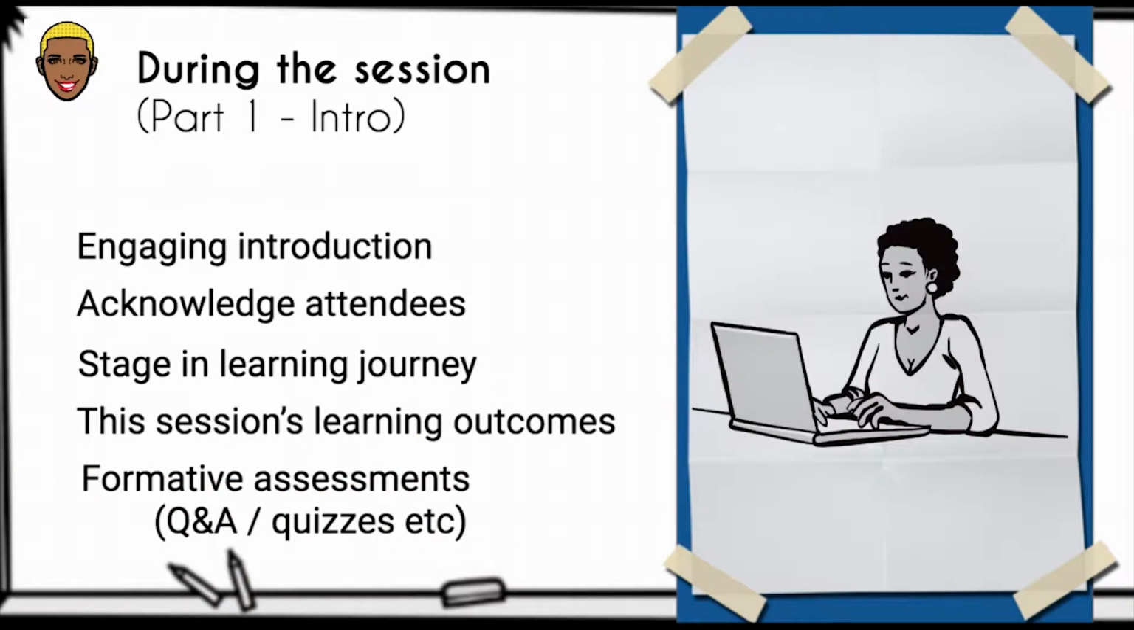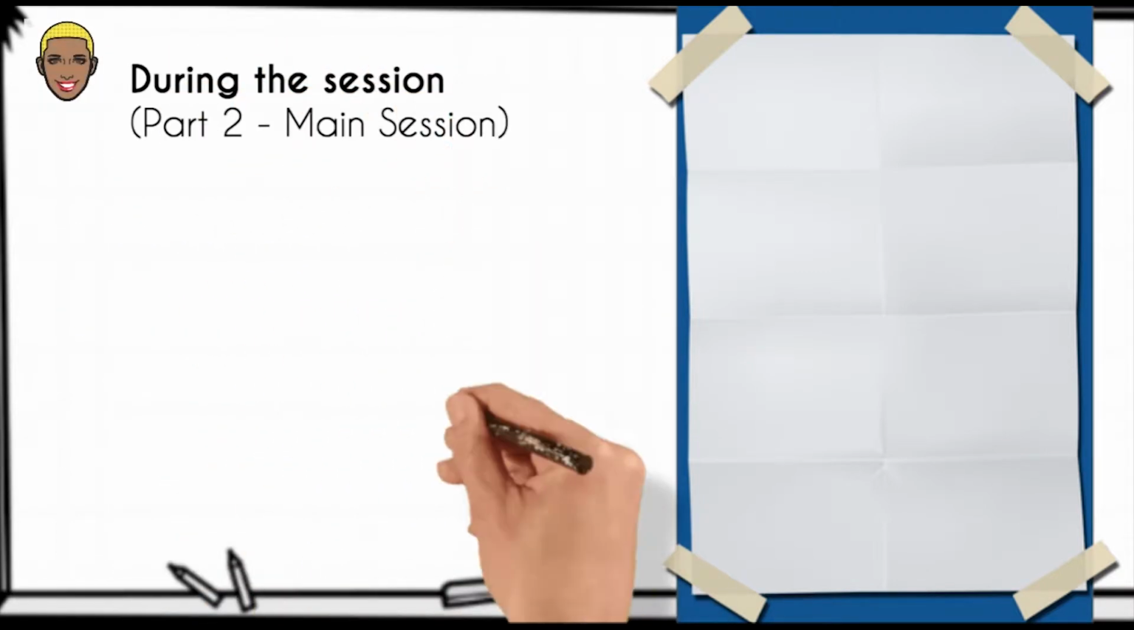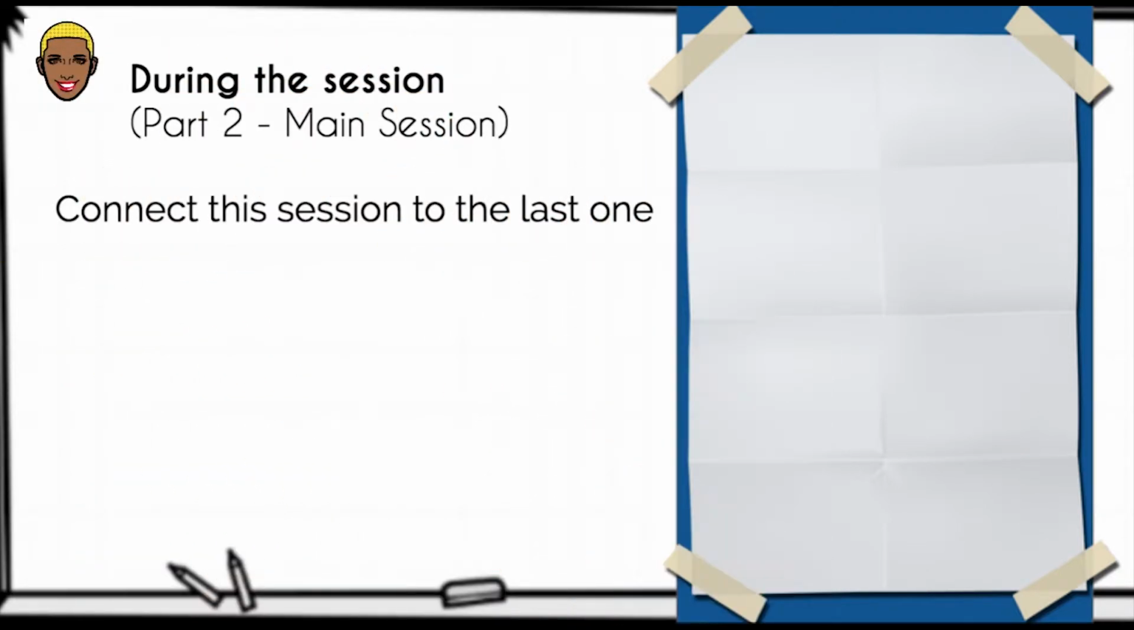Next, you can begin to outline the session's learning outcomes and make them aware of them, and explain any formative assessments such as Q&A or quizzes that you have planned for the day. Start to make those connections with previous sessions if there have been previous sessions in the set.